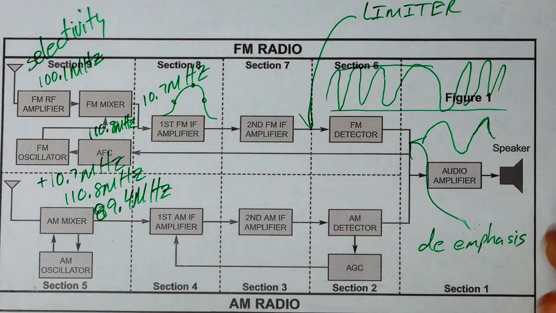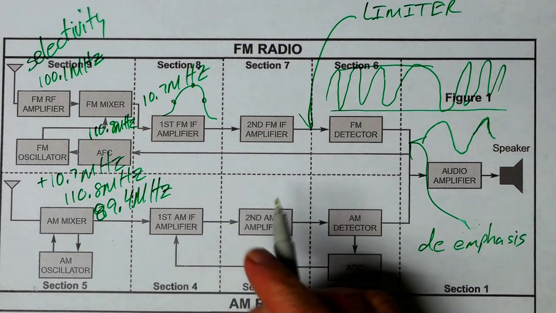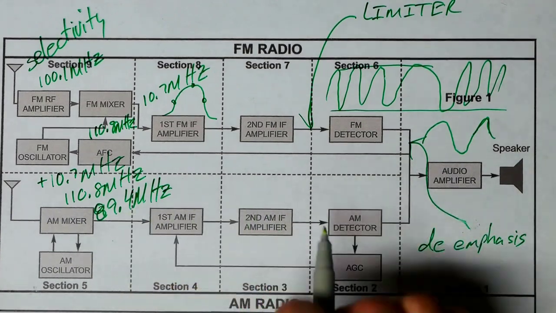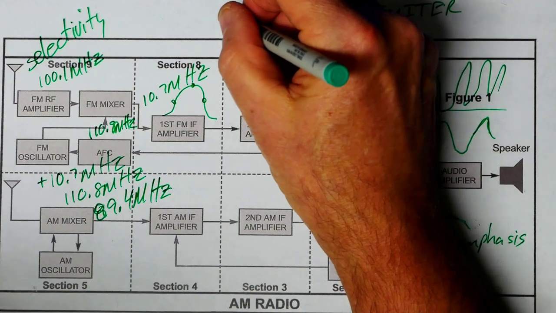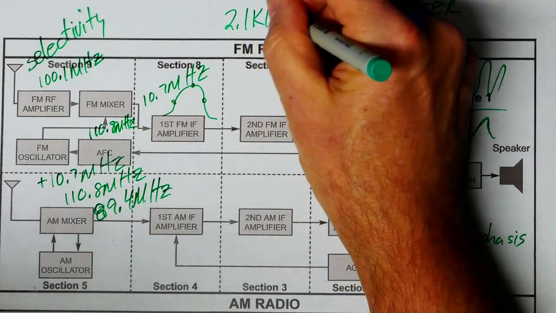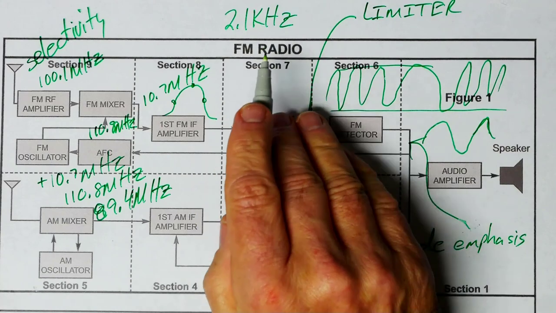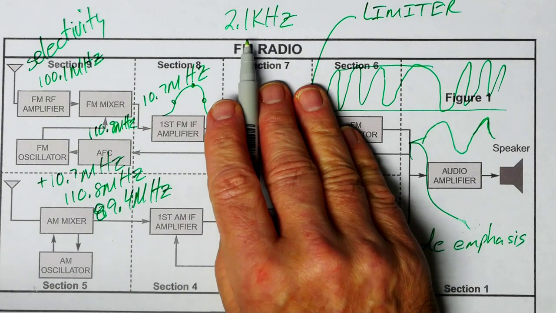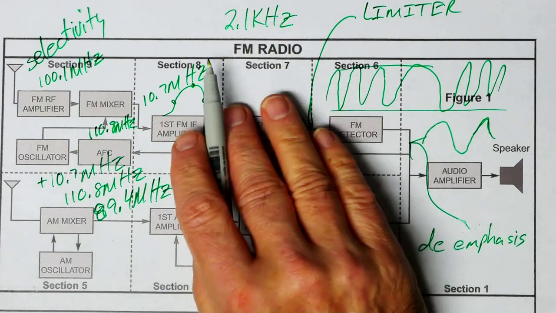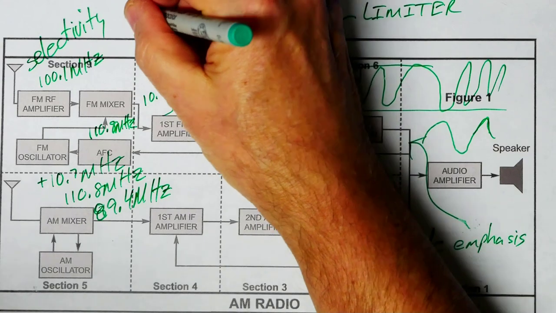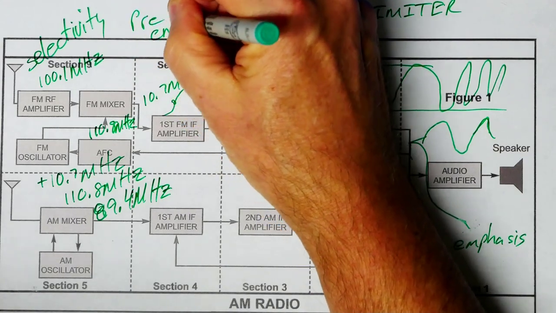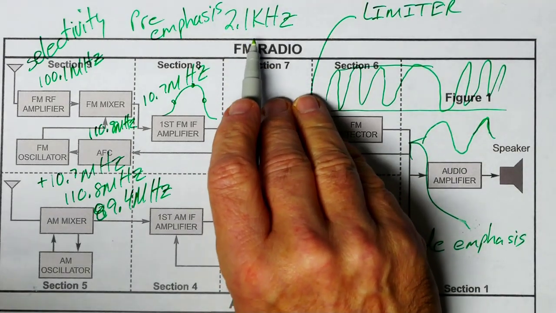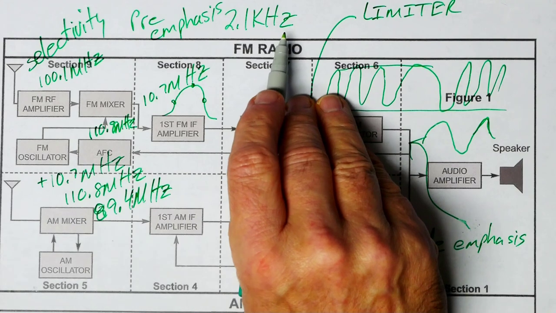In FM radio, a lot of the noise is generated at the higher audio frequencies. So we'll start looking at anything above about 2.1 kilohertz. Once the speaker or the music starts to go above 2.1 kilohertz, more noise can be introduced. So they have at the transmitter side a circuit that does pre-emphasis, and it actually boosts the higher frequencies up in amplitude.